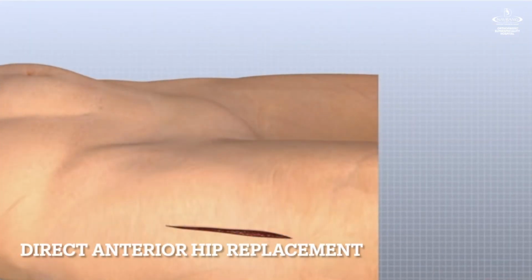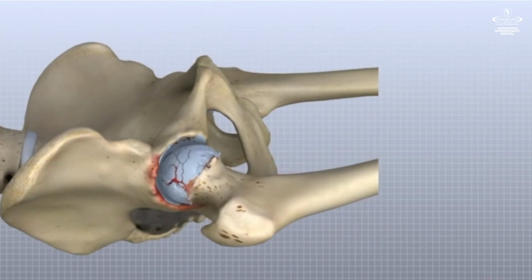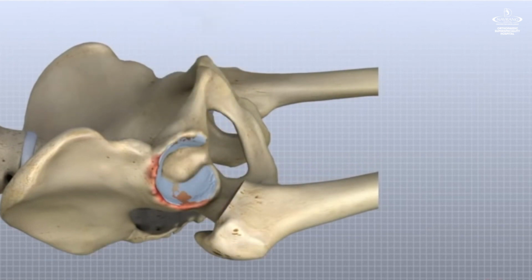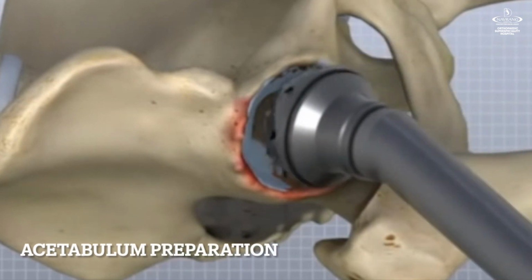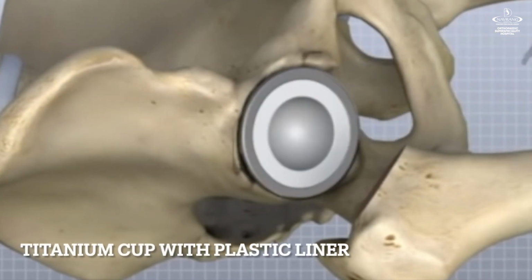At Navrang Hospital, we do a direct anterior hip replacement in which we preserve all the muscles in the front of the hip joint, split the capsule and get the arthritic head out of the hip joint. We prepare the acetabulum with different reamers and fix a titanium cup with a plastic liner at the acetabulum.